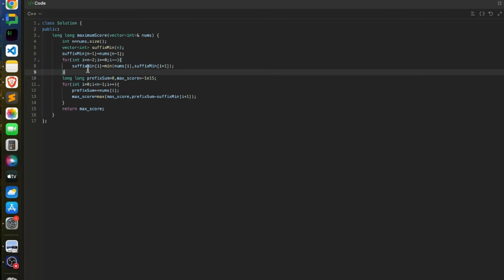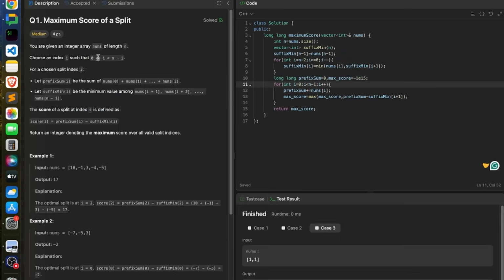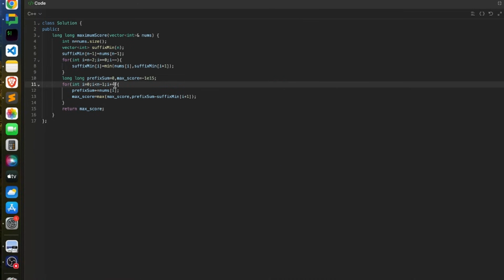Now once you have calculated the suffix mean, the job is easy. Just have a variable prefix sum and the maximum score. Initially it is int min, not int min since it is long, so it's a long min. So here I have taken minus 10 to the power 15. Now go through each of the indexes from index 0 to n minus 2. So I is less than n minus 1 as per the problem statement. If you see, I is from 0 to less than n minus 1. So that's exactly what I have done.